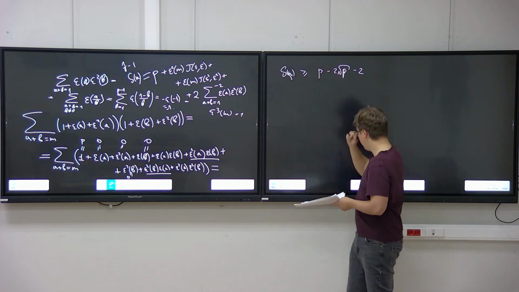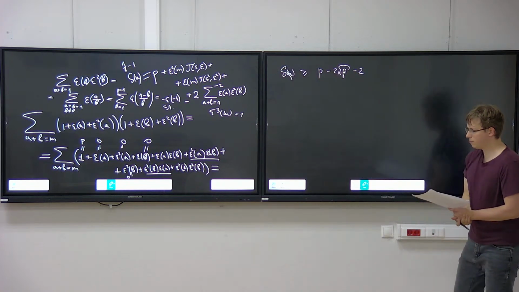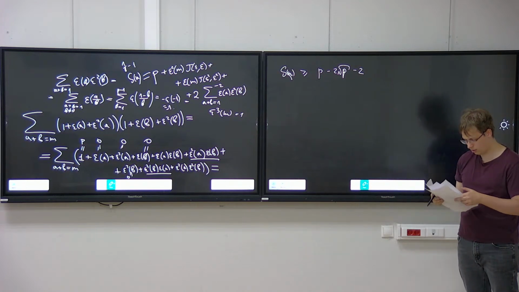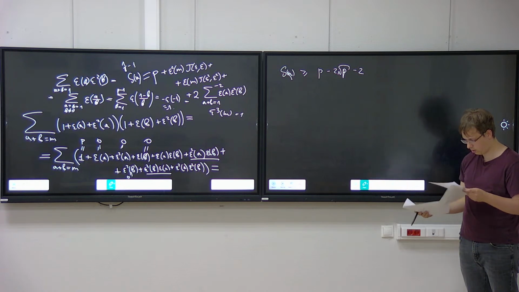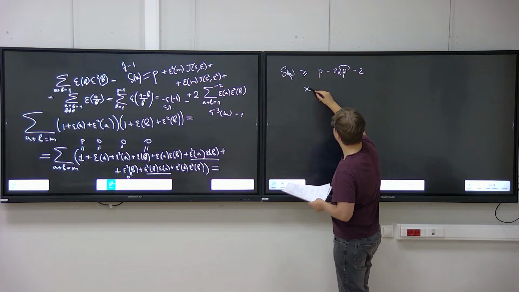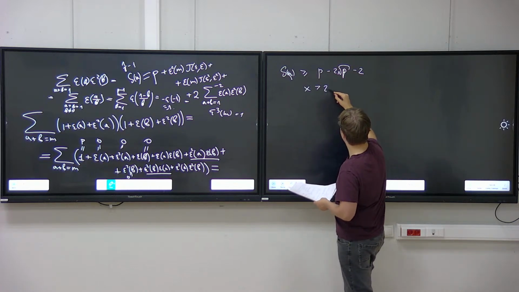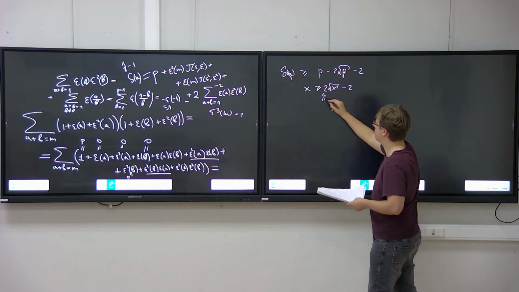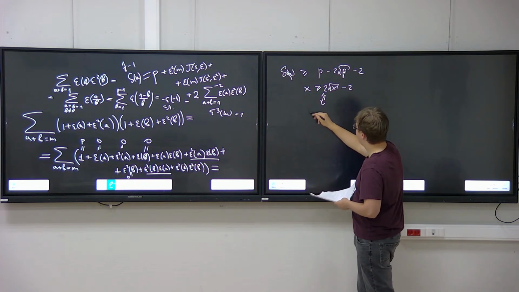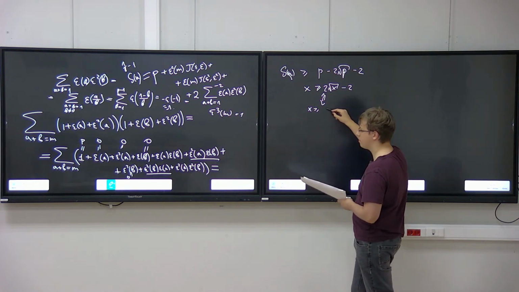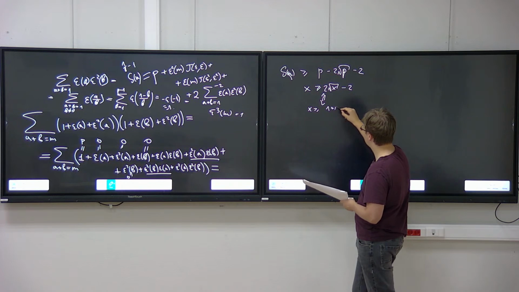And then, yes, S of m. And we want this to be positive, and this should be positive for any p other than 7. It should be positive when x is bigger than 2, square root of x minus 2. It's a quadratic polynomial. Square root of x minus 1 is greater than 3.